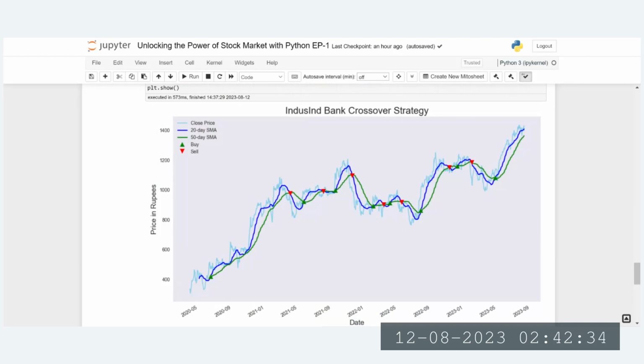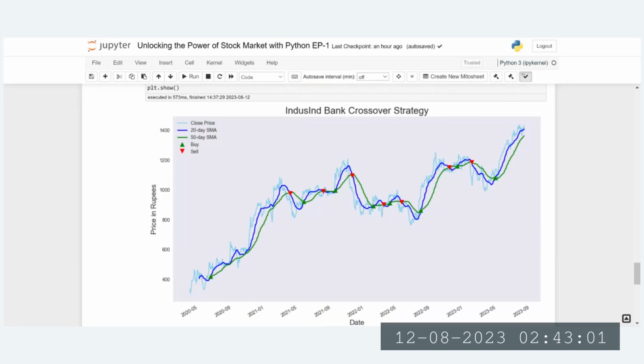I see one of the questions. Can you point to an example where this strategy, 20 versus 50 MA, will not work? Yes, definitely. Probably at this area, the profit is too low, but before giving you a profit, it is also going a little down. That means there is a probability that it can hit a stop loss.